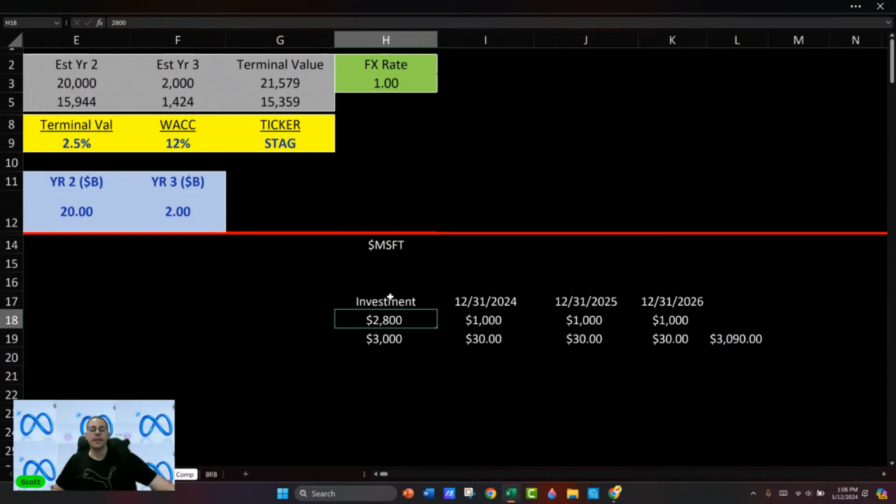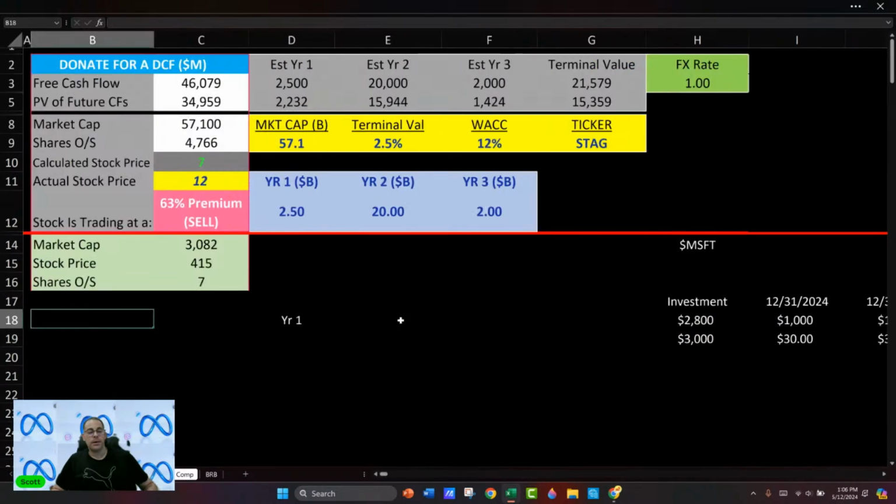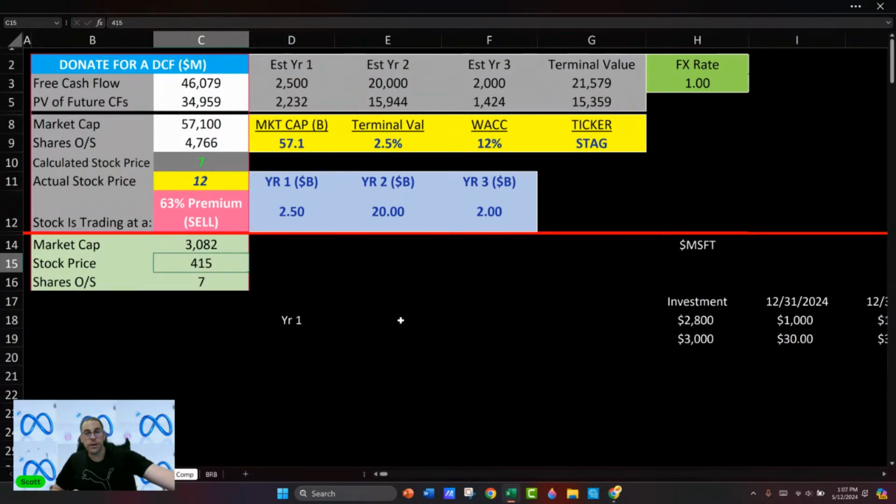So that's kind of like a DCF. How much money are you willing to put into a stock? Microsoft is $415 a share. So you're going to give $415 to Microsoft. Not really, but you're investing $415 with this asset. That's a huge company. And what do you get in return?